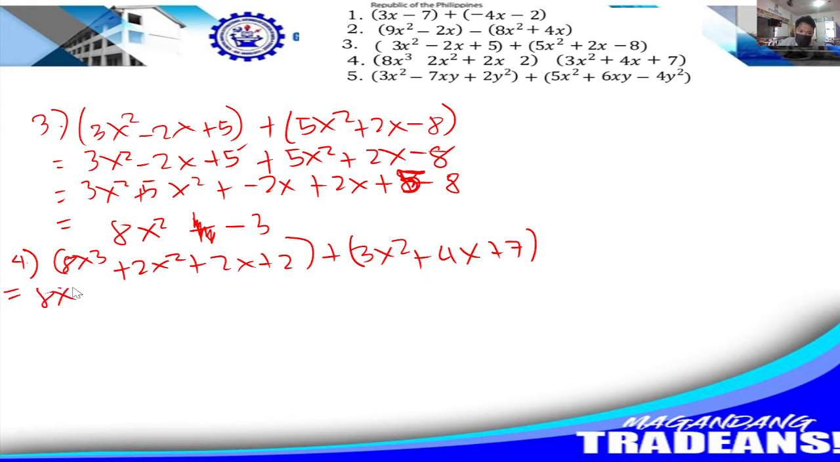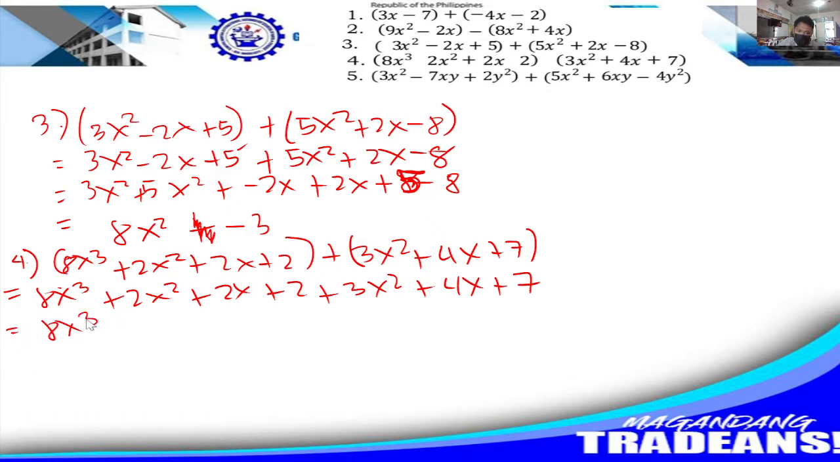So, 8x cubed plus 2x squared plus 2x plus 2 plus 3x squared plus 4x plus 7. Hanapin po ang kagrupo ni 8x cubed. Meron po ba? Wala po. So, bring it down lang po. Si 2x squared, may kagrupo po ba? Yes, meron. Si 3x squared.